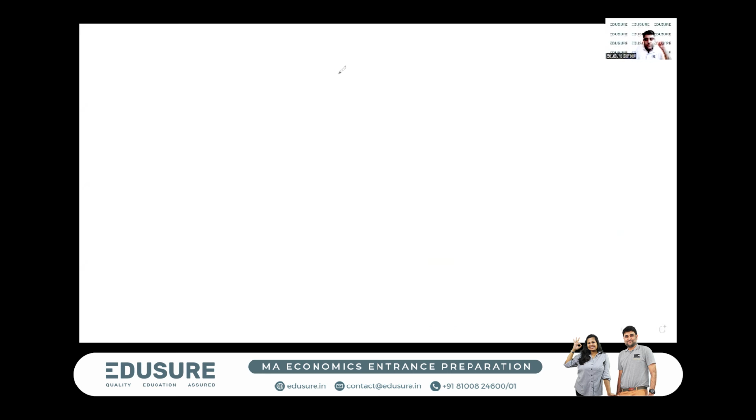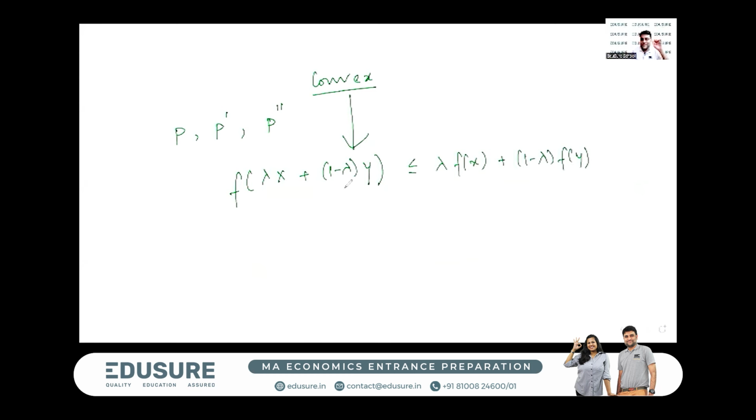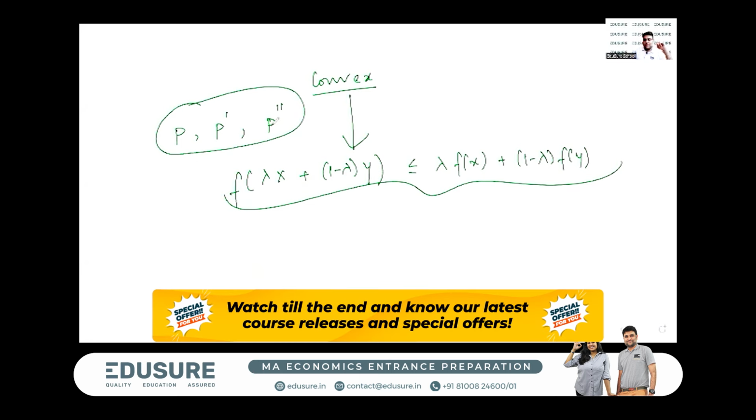In order to prove the convex part, let's consider P, P dash and P double dash. Now, if you recall the convexity definition that we did in functions, the convexity definition that we did in functions was something like this. Okay, and this is what we are going to use here. The line is above the curve. That is the convexity definition. Okay. Now, we consider three prices, P, P dash and P double dash.